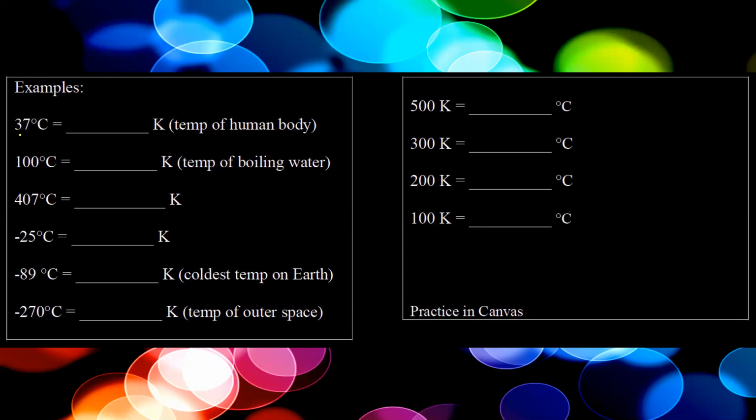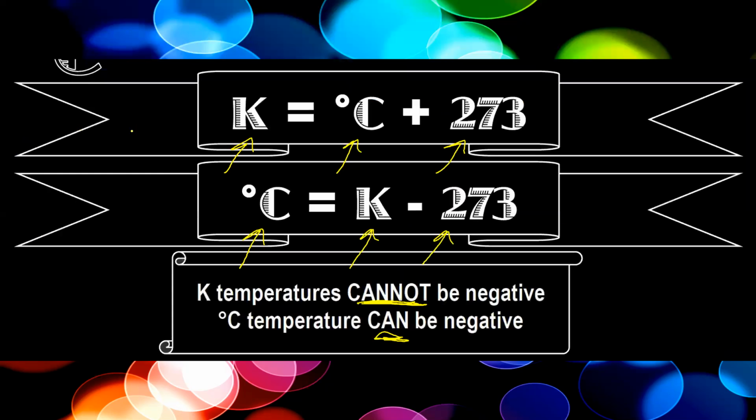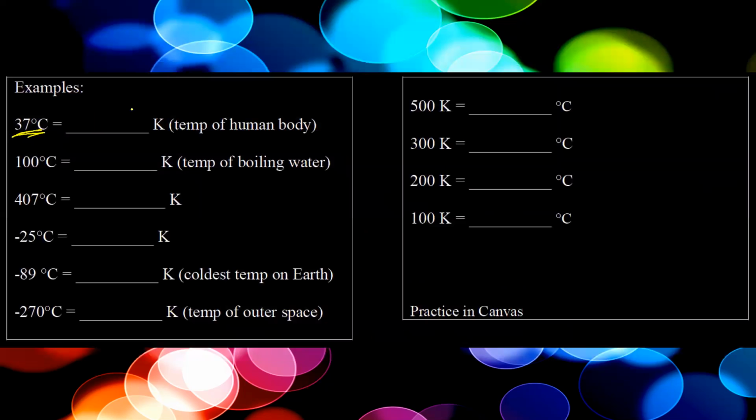So if I have 37 degrees Celsius, how many Kelvins is that? 37 Celsius plus 273, because that was our conversion. We're going to take the Celsius, we're going to add 273. So what do we get there? 300 something, I'm sure.